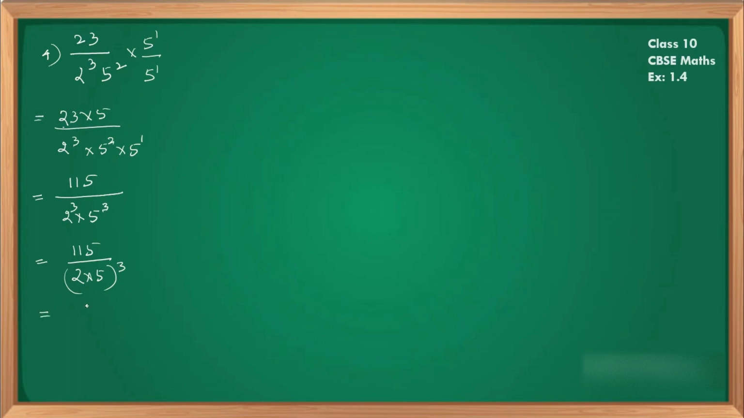Thus the next step would be 115 divided by 5 into 2 gives you 10 and cube is 1000. 1000 in the denominator. Now we have 3 zeros in the denominator, so put the decimal after 3 counts from the right. 0.115 is our answer. Right? Now we have 2 more questions in this to complete question number 2.